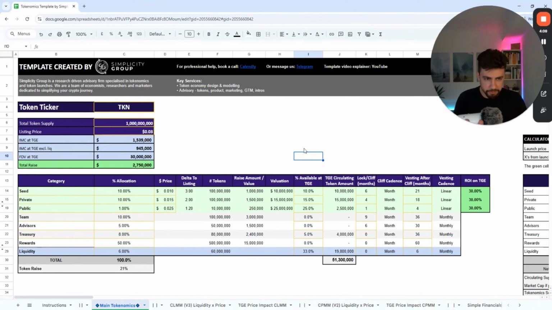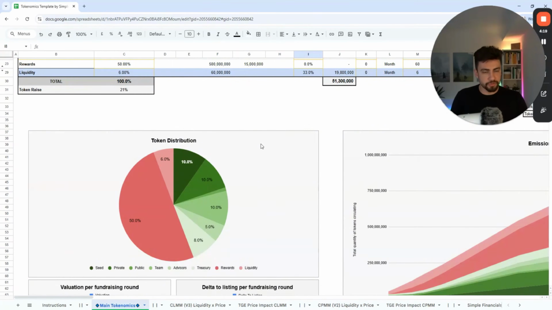Make sure you do this correctly with your own information, your own data, your own logical processes. But once you have completed this, congrats, you have made the supply side of your token. Now, let's look for the charts.